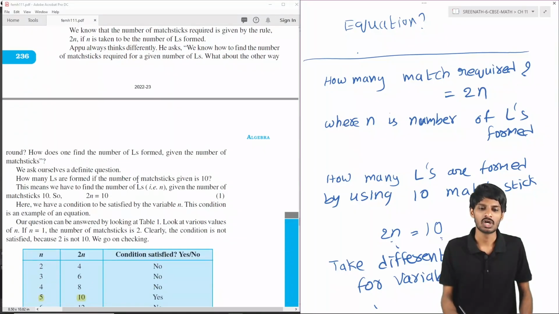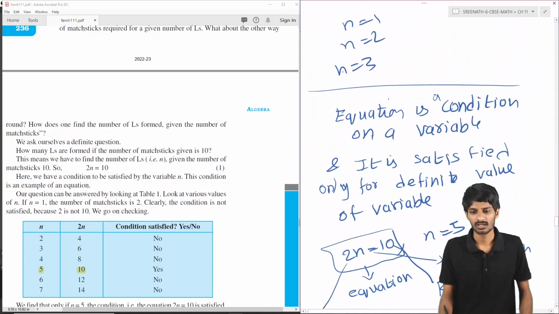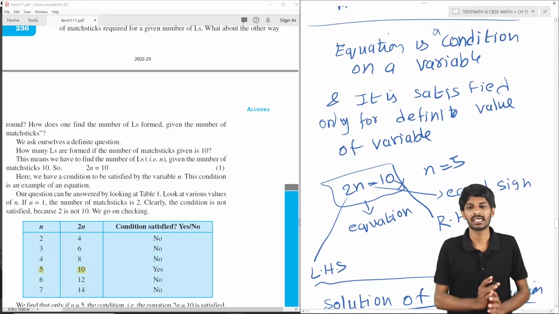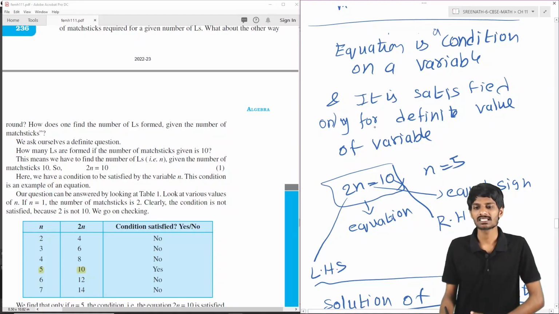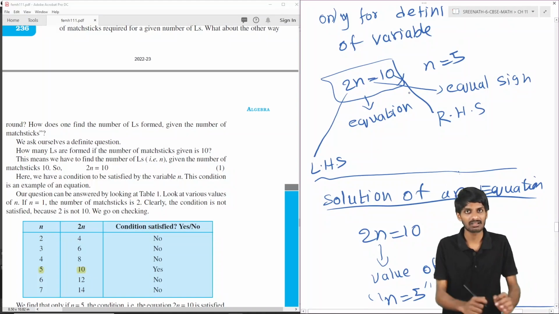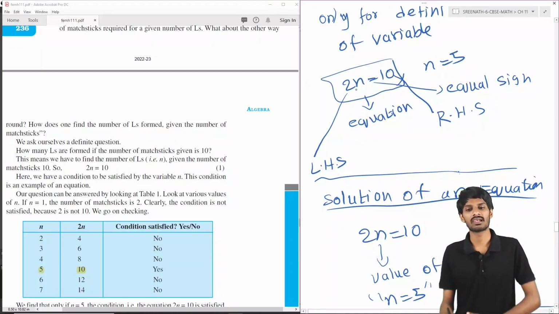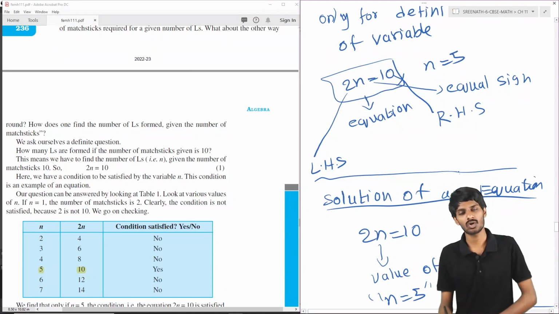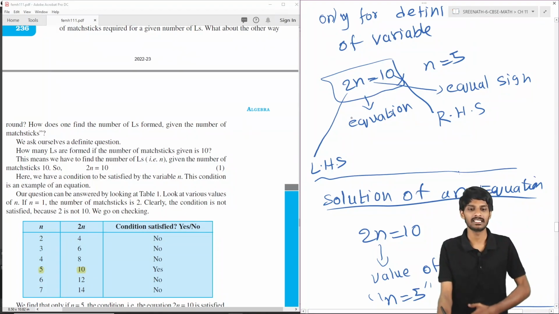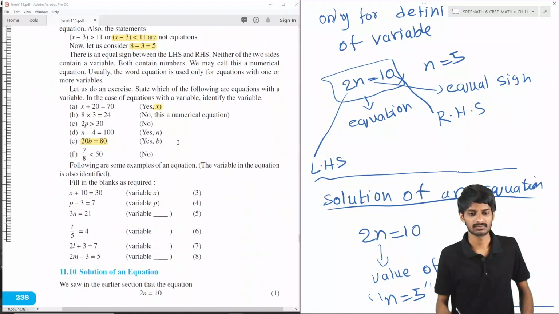What is meant by equation? An equation is a condition on a variable, students. It is satisfied for only one definite value of the variable. In an equation there is an equal symbol, and there is a variable. The left side of the equal symbol is called the LHS and the right side is called the RHS, and the left hand side value must be equal to the right hand side value, then only can we say it is an equation. So an equation is nothing but a condition on variables, students.